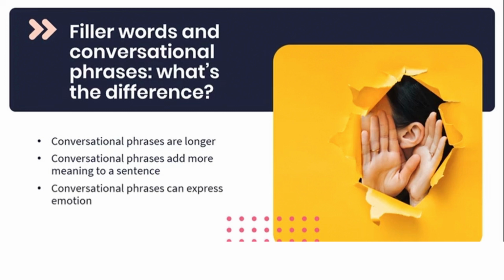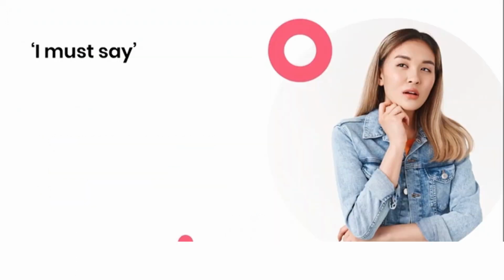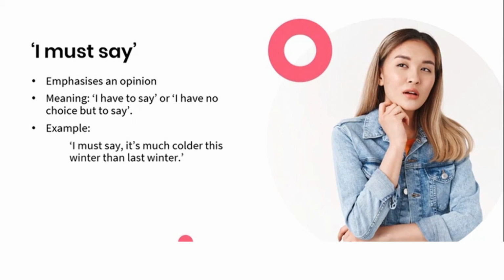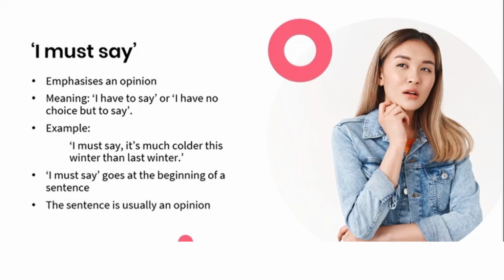Let's look at our first conversational phrase. I must say. This conversational phrase is used to emphasize an opinion. Its literal meaning is I have to say, or I have no choice but to say. Here is an example. I must say it's much colder this winter than last winter. As you can see, I must say goes at the beginning of a sentence. It's usually added to a sentence that's an opinion.